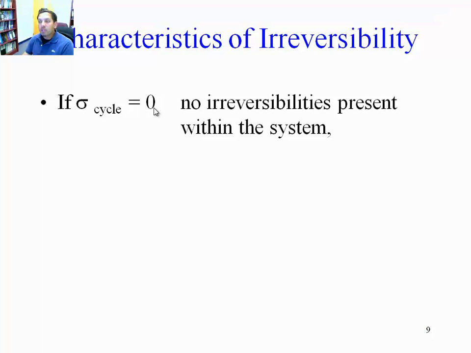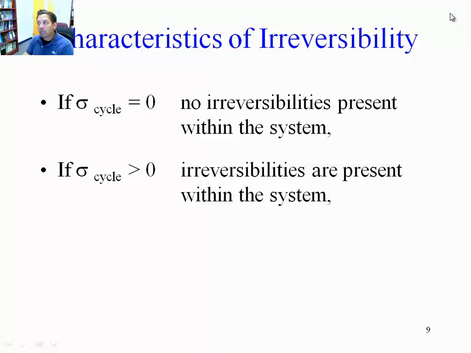If sigma of the cycle is equal to zero, there are no irreversibilities present within the system. The system is perfectly reversible, or the processes that take the system from state 1 to 2 to 3 to 4 back to 1 are perfectly reversible. If sigma of the cycle is greater than zero, there are irreversibilities present. Remember that we just turn the Clausius inequality into an equality and make the right-hand side equal to minus sigma.